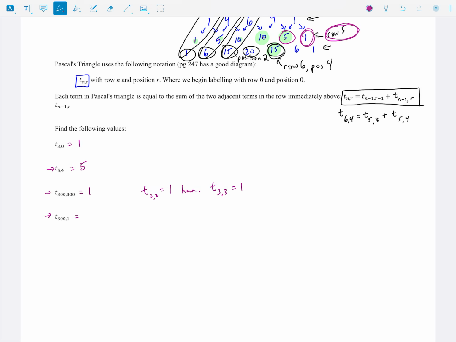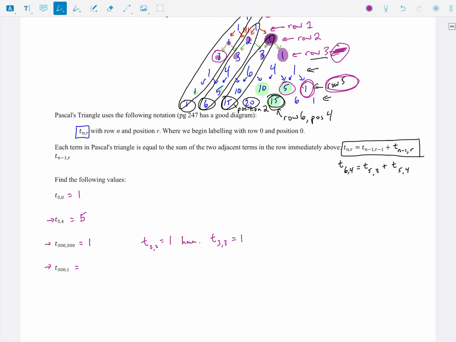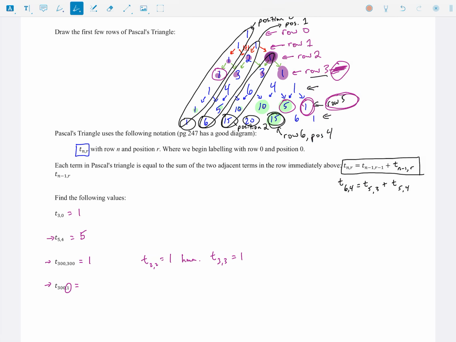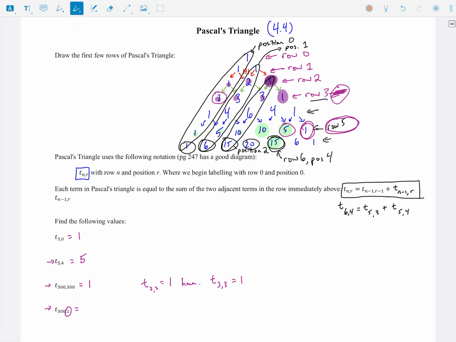Okay, what about T of 300 comma 1? There's got to be a pattern. So let's look at this first position and see if we can recognize anything in there. Man, this Pascal's triangle is getting messy, isn't it? All right, let's try that highlighter. Okay, what's the first position? We went through this before. Here's our first position, and this row right here is our first position.